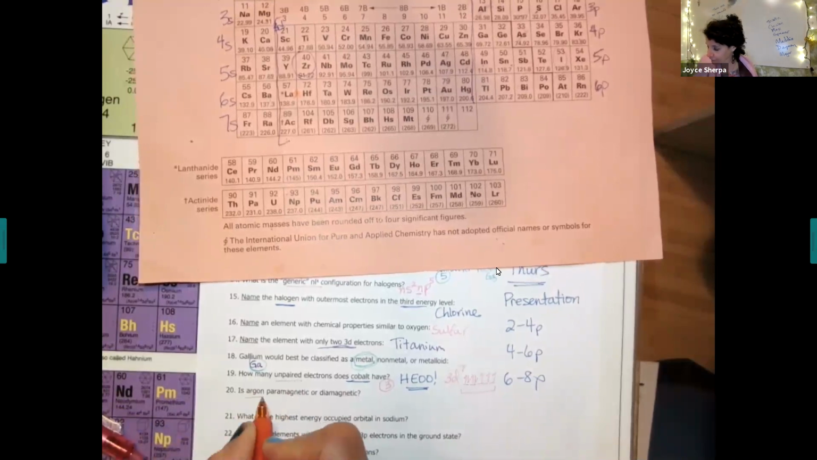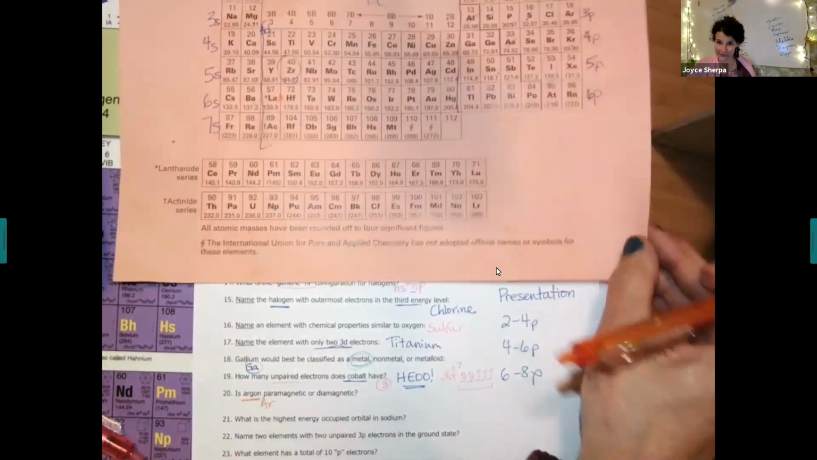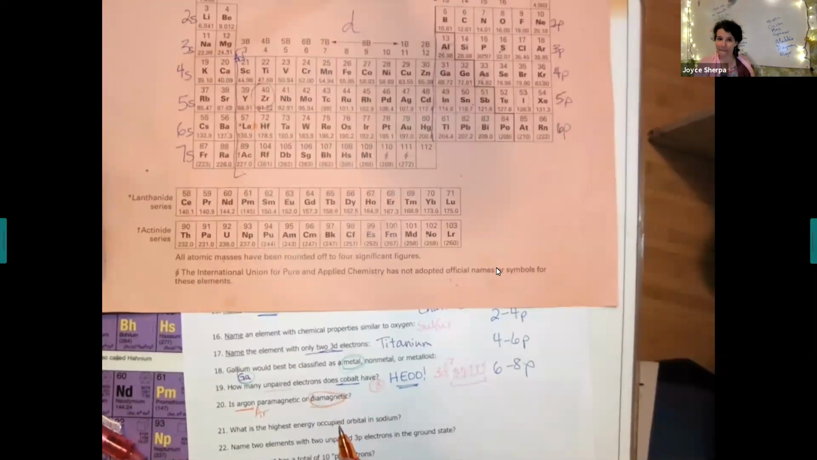All right, and then argon. So argon is Ar. It is a noble gas. It is perfect. It is going to be diamagnetic. So what families are going to be diamagnetic on the periodic table?